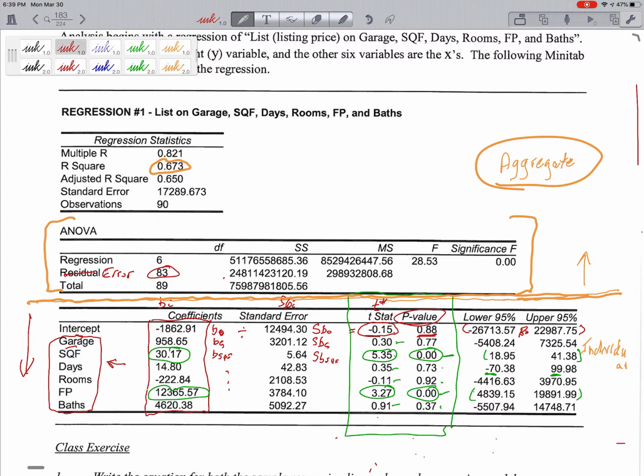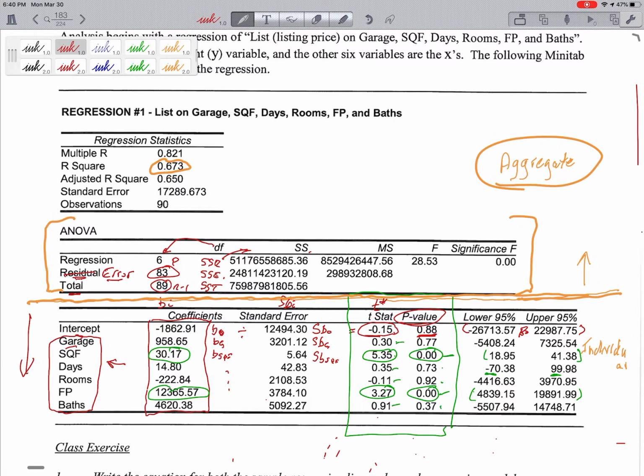So reading this particular output here, what we've got is, here's your SS values. So this is SSR, and this is SSE. Now another name for residual is error. And then this is the SST value right here for total. And then this label should probably be over here. These are the degrees of freedom. So this is P. P stands for the number of X variables, explanatory variables. So that's garages, square foot, days, rooms, fireplaces, baths.